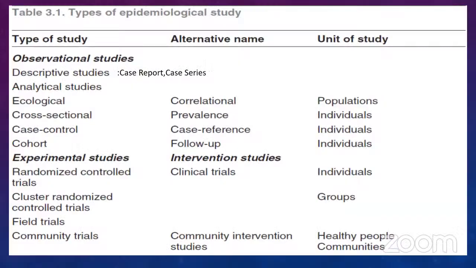So just a brief heading. The observational study can be a descriptive study, like a case report or case series. Under analytical studies, we have the ecological study. The ecological study is a population-based study, and cross-sectional, case control and cohort come under the analytical study. Then we have interventional studies, which include randomized control trial, cluster randomized control trial, field trials, and community trials. The ecological study is basically population-based, for example, the nutrition of an entire population. So I will be starting with the case control and the cohort.